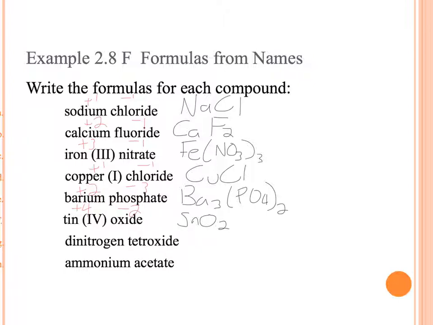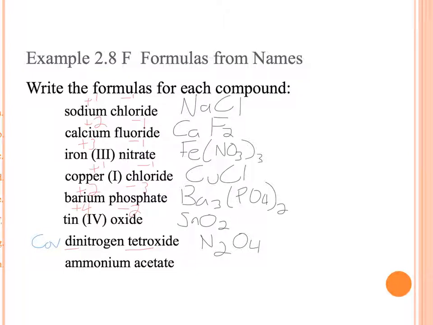Dinitrogen tetraoxide. No charges here. They're just telling me 2 nitrogens, 4 oxygens. So N2O4. And again, more polyatomic ions here. Looks like we only had 1 covalent compound in that list, the rest of them are ionic.